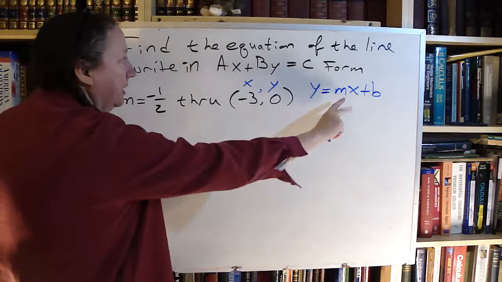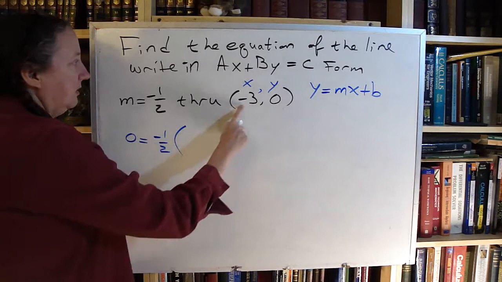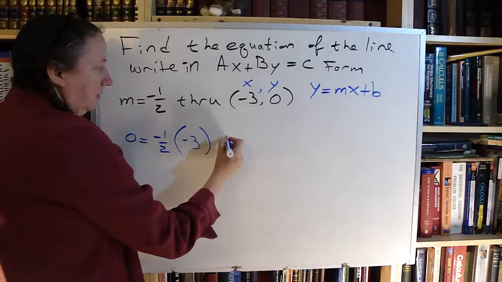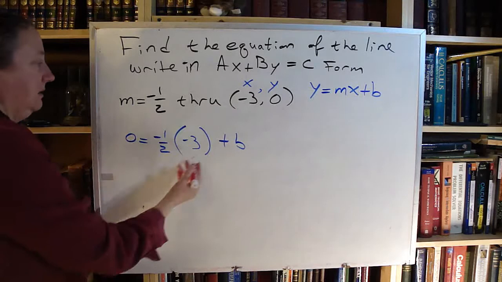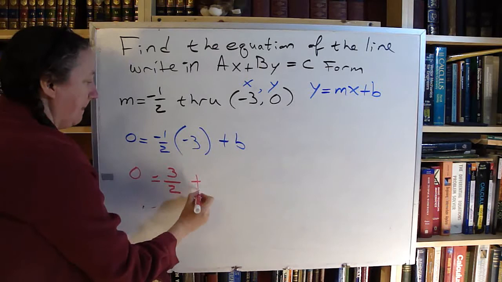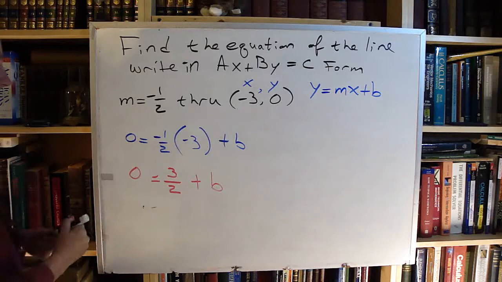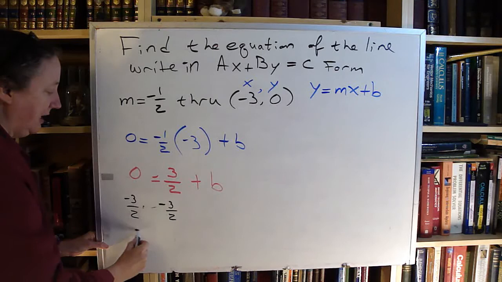So y equals 0 equals m negative 1/2 times x times negative 3 plus b. Stays as plus b because I don't know what b is yet. Multiply negative 1/2 times negative 3 gives me positive 3/2. Carry down the rest of the equation. Subtract the 3/2 over. Zero minus 3/2 is negative 3/2. And that equals b.